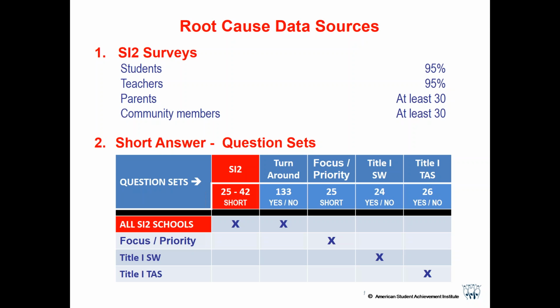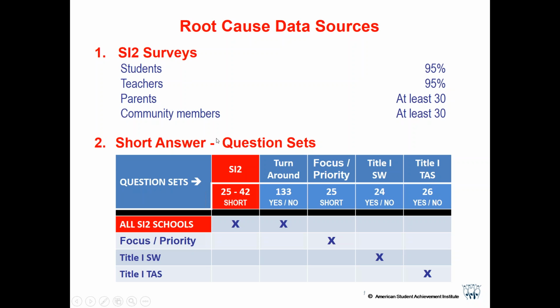Okay, so we're surveying 95% of the students, 95% of the teachers. I'll give you some suggestions in a second about how to do that. At least 30 parents, and again, we'll give you suggestions on how to reach parents, and at least 30 community members that are not parents. Okay, so that's one type of data source, the surveys.